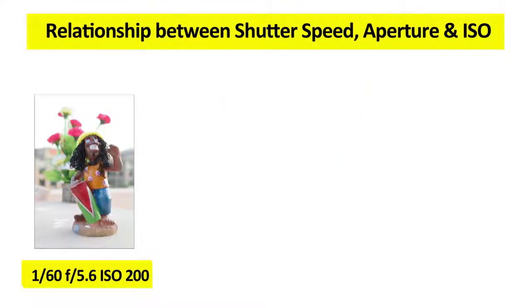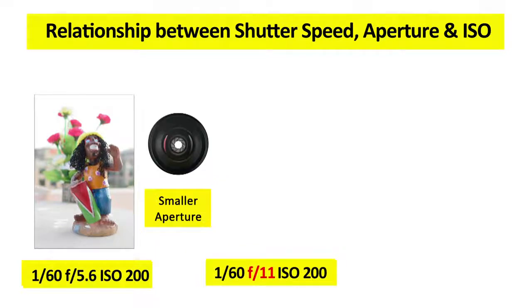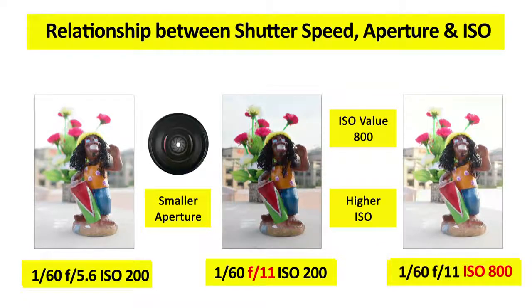Here is an image that has been shot at 1/60th of a second with aperture f5.6. In order to get more background in focus, the element that we will change in our camera is the aperture. So we increase the f number to f11 so that we get a smaller aperture. Once we do that, the image appears underexposed. In order to balance the exposure, we will simply increase the ISO number to 800, so that we get a very well exposed photograph without changing the shutter speed or aperture.